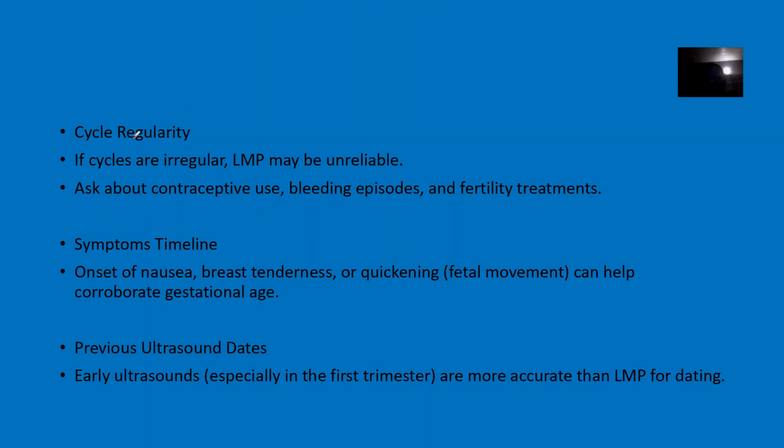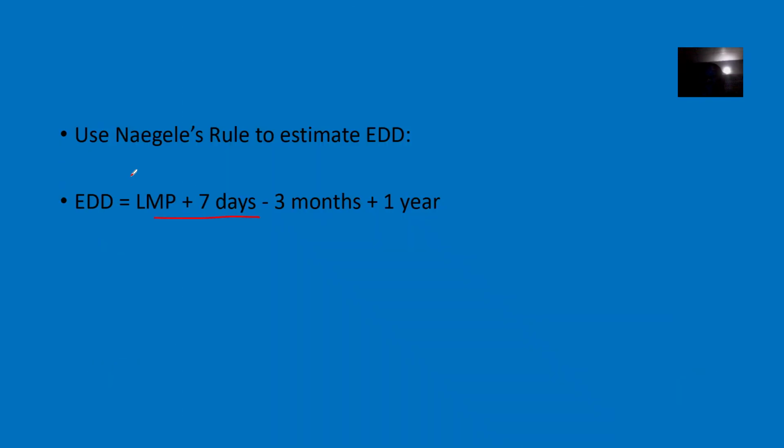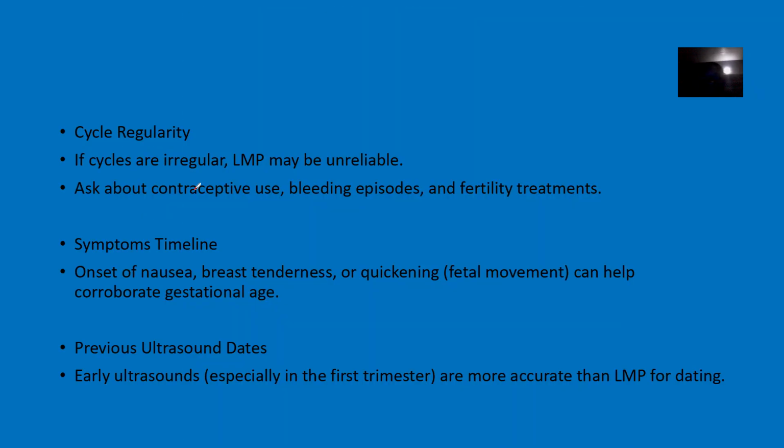So, cycle irregularity. If cycles are irregular, you can't depend on the last menstrual period. So if you're using this rule, just make sure that the woman has a regular 28-day cycle for menstruation. Ask if they have been using any contraceptive. Ask if she has been bleeding so much. Ask if she has ever had any fertility treatment.